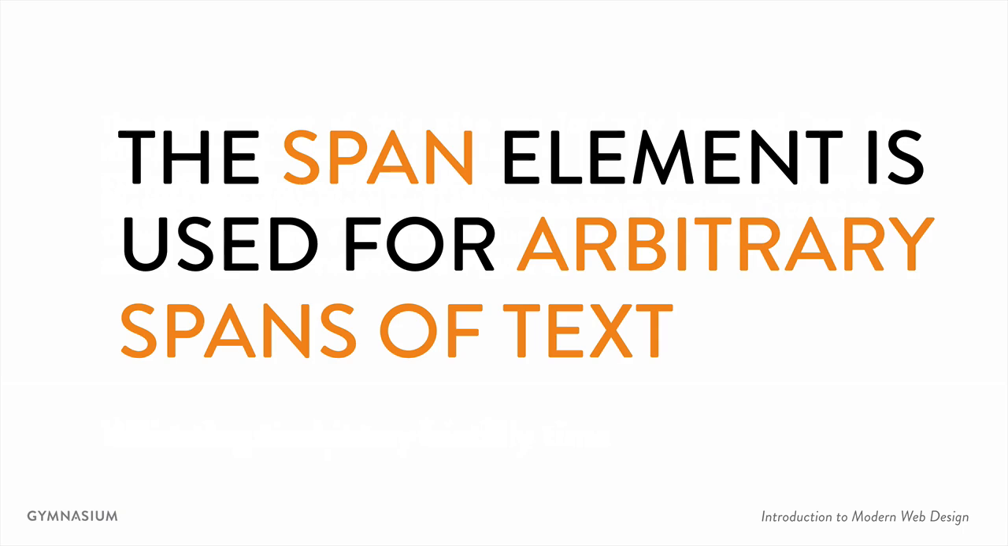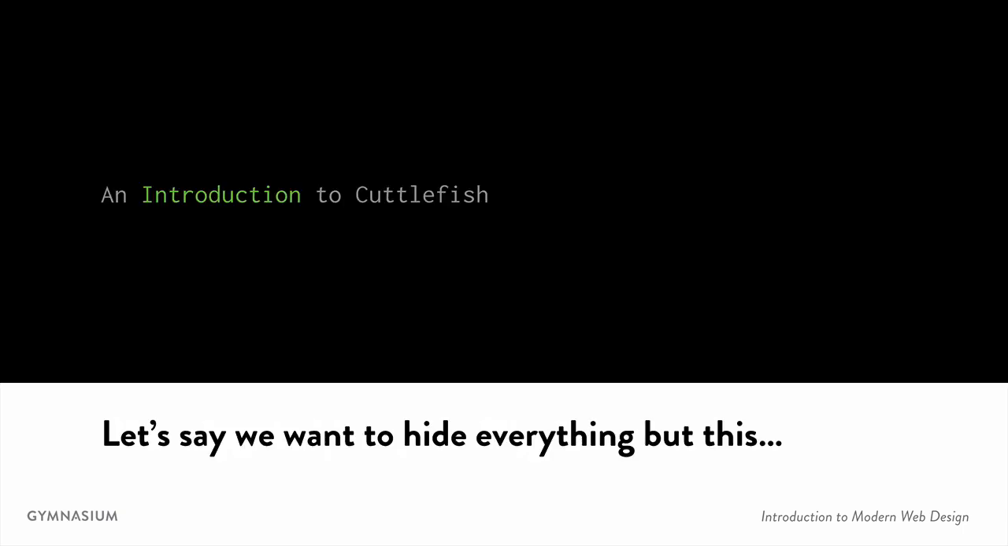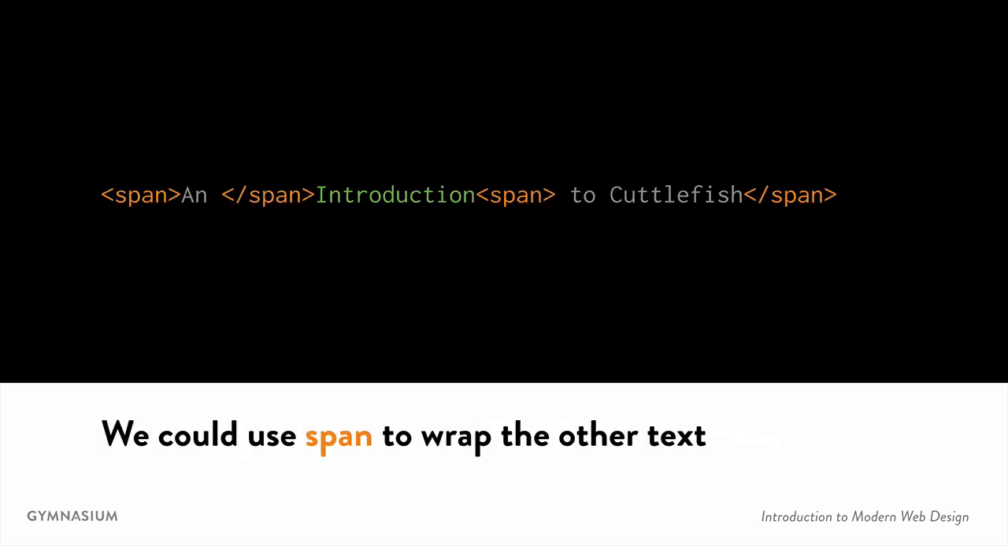So if I wanted to only show the word introduction, as opposed to an introduction to cuttlefish, I could wrap the stuff that I don't want to show in a span element. So here we see a span element around an and the space, and a second span element around the space and to cuttlefish. I've included the spaces inside of those elements as opposed to around introduction in order to ensure that those spaces are not exposed visibly in the browser.